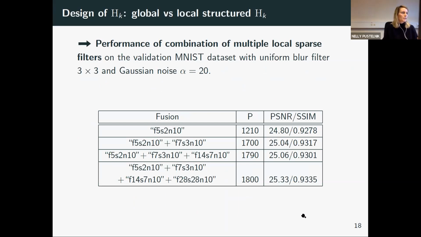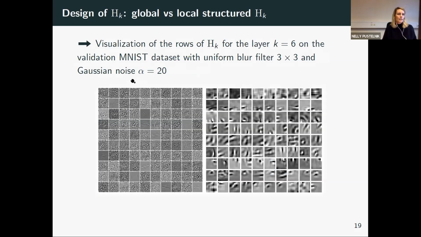Then another thing we tested is to combine some filters, and that was the way to obtain better performance. Typically we have here one filter, then the combination of two filters of different sizes, etc. And the last one is a block sparse filter composed with a dense filter. Here we increase the performance. In the following, we are going to focus on this one. When you learn on the MNIST dataset, with blurred images and Gaussian noise, you obtain this kind of filter for a dense matrix HK and for a block sparse matrix.